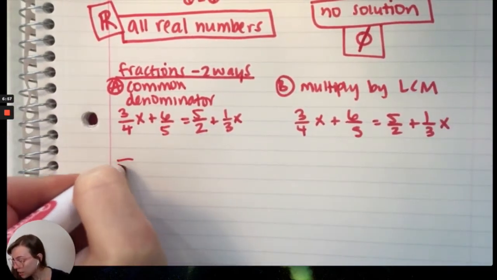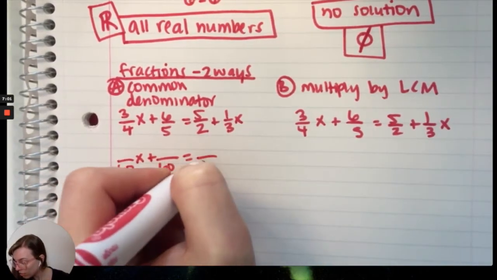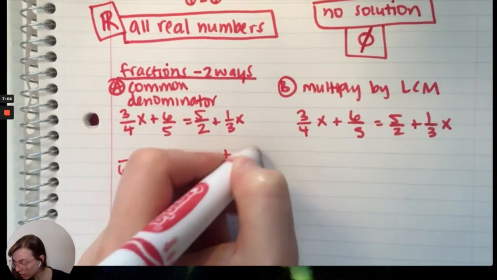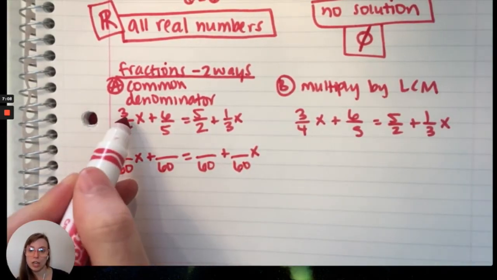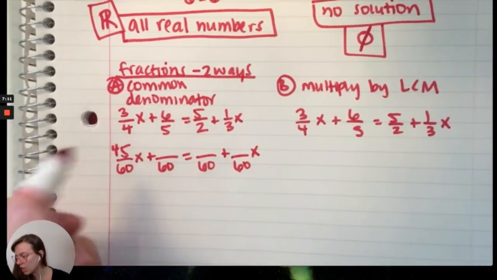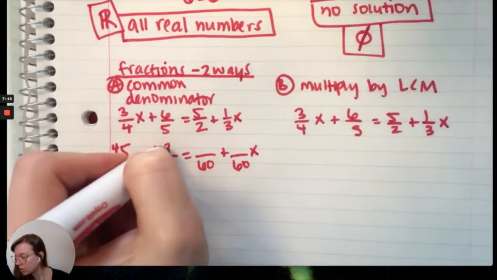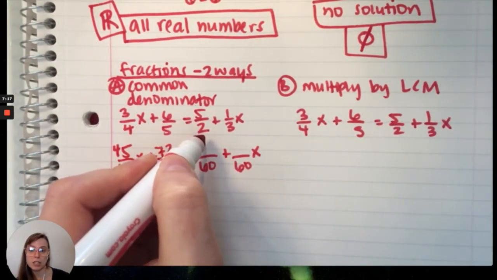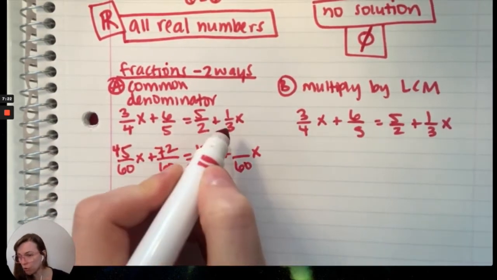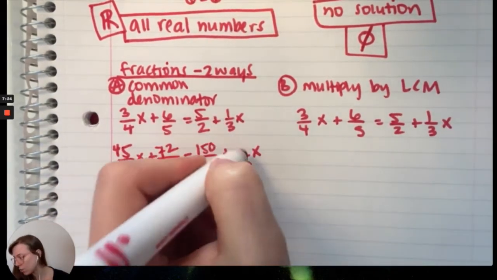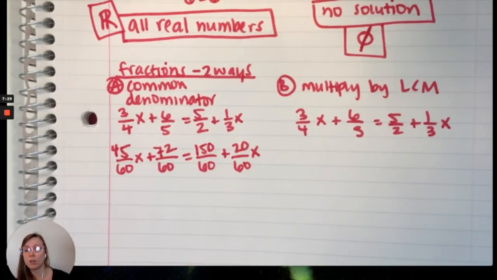So I'm going to have this over 60, this over 60, this over 60, this over 60. Alright, for my numerators, 4 times 15 gave me 60, so 3 times 15 gives me 45. 5 times 12 makes 60, 6 times 12 is 72. 2 times 30 makes 60, 5 times 30 is 150. 3 times 20 makes 60, 1 times 20 is 20. So I have all these common denominators, and now I can just move everything around.